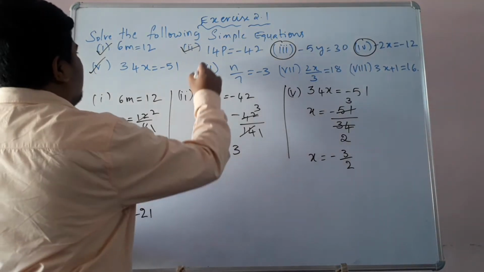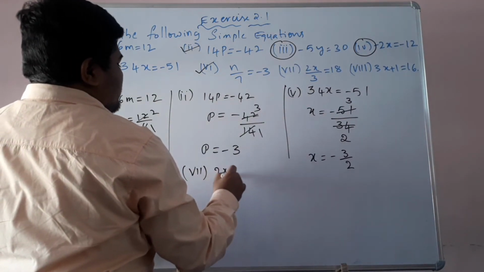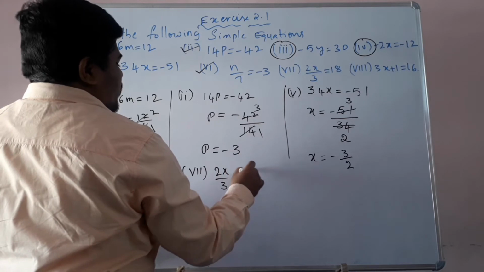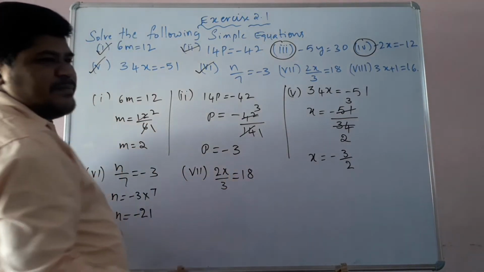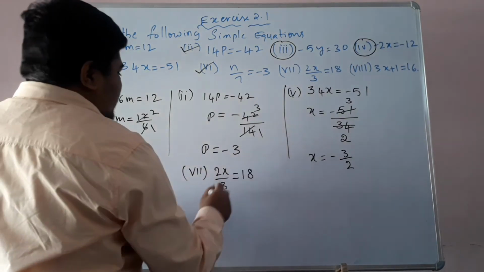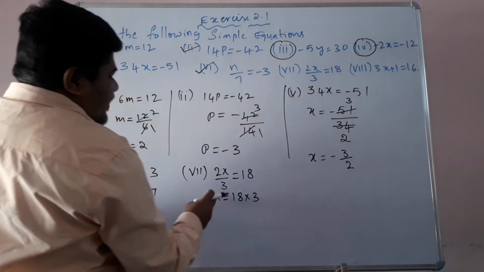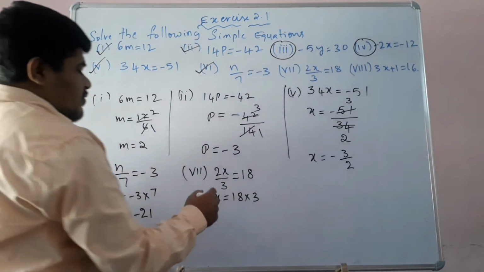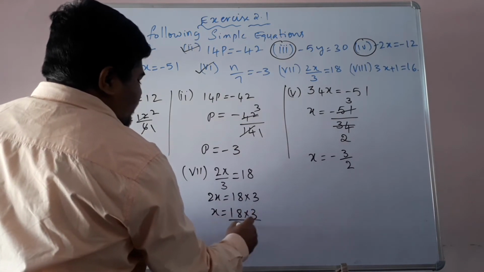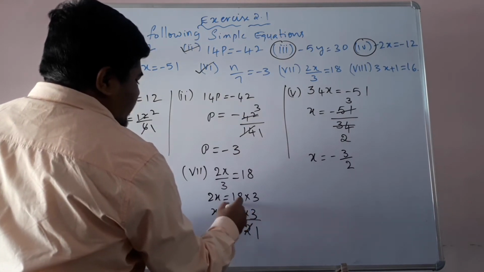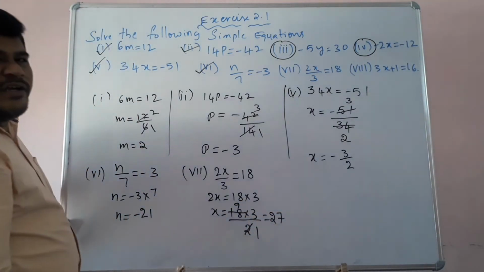Now let's see 7th question, children. Okay, so 7th question is 2x by 3 is equal to 18. Okay, so children, by 3 becomes into 3. So you can write 2x is equal to 18 into 3. And into 2 becomes by 2. So what you get, x is equal to 18 into 3 by 2. 2 ones are 2, 2 nines are 18. 9 threes are how much? 27. 9 threes are 27.